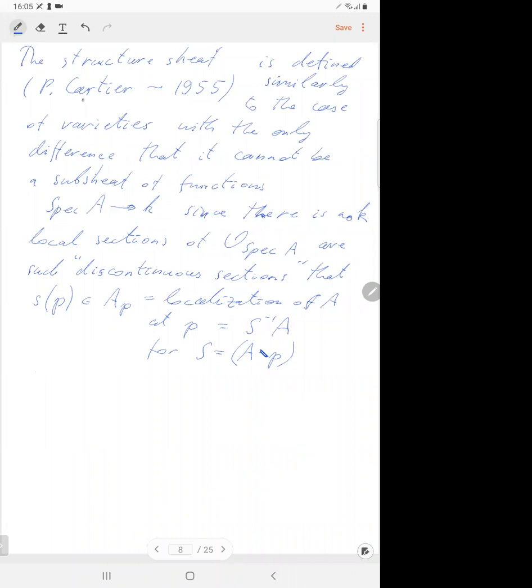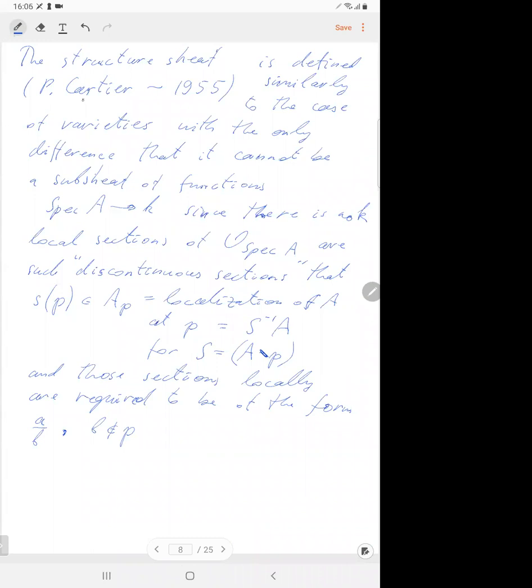Okay, and those sections locally are required to be of the form A over B, where B does not lie in P. Okay, just what we had for the classical case and for maximal spectra.